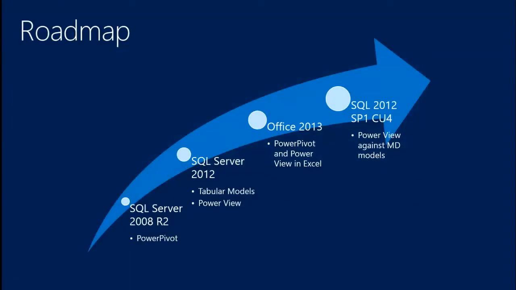Just to comment on the roadmap, I think I talked about the first three parts already. We shipped Power Pivot first as an add-in. In SQL Server 2012, we shipped Power View. We also added support for the tabular databases. In Office 2013, we shipped everything that I showed you today with Power View nicely built into Excel, and Power Pivot also built into Excel.